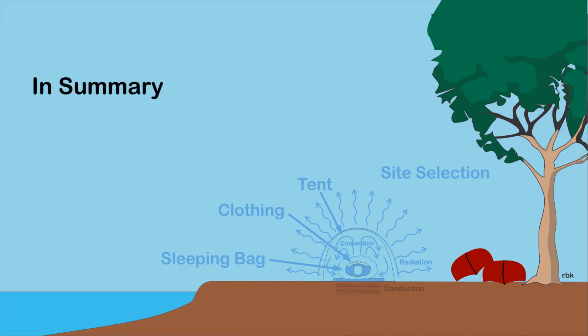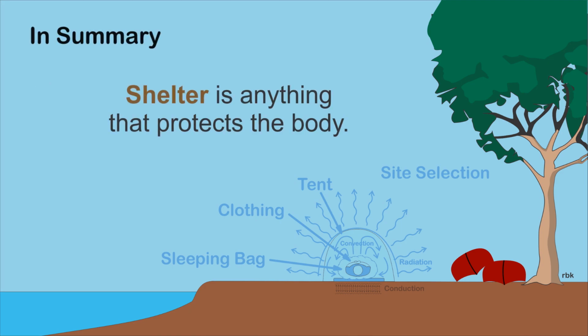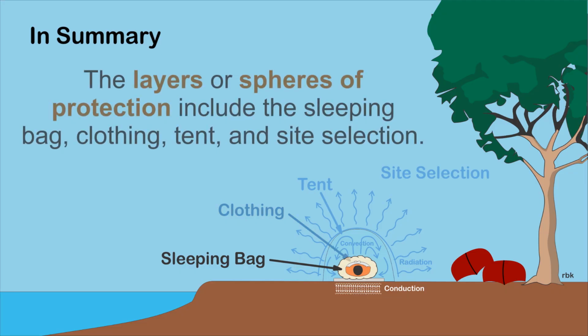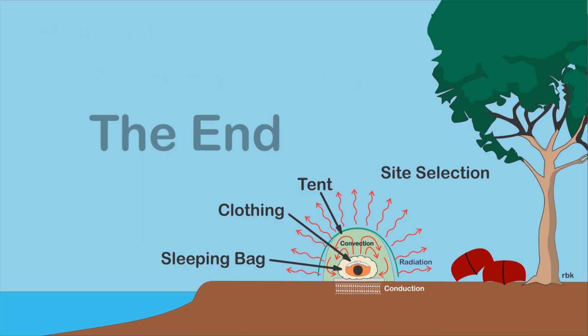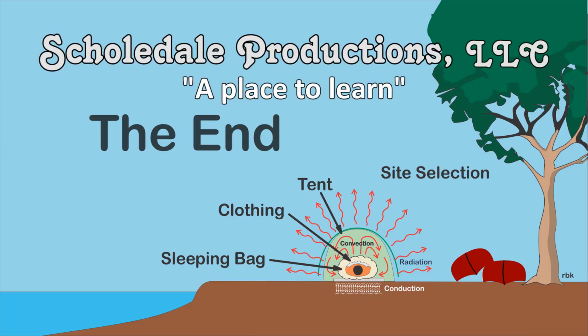An astronaut traveling through space has their spacesuit and space capsule for protection. Shelter is anything that protects our body and helps to maintain our comfort zone. The concept of shelter is expanded to include the multiple spheres of sleeping bag, clothes, tent, and site selection. This video provides you with a conceptual foundation for when you buy your clothes or tent.